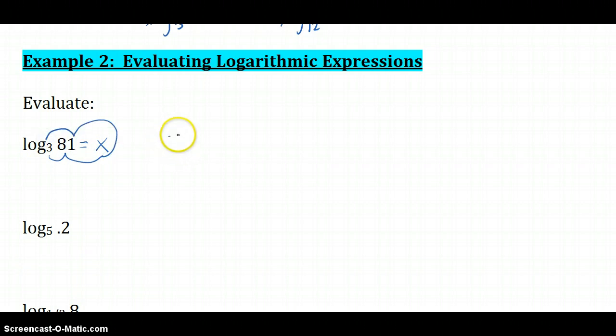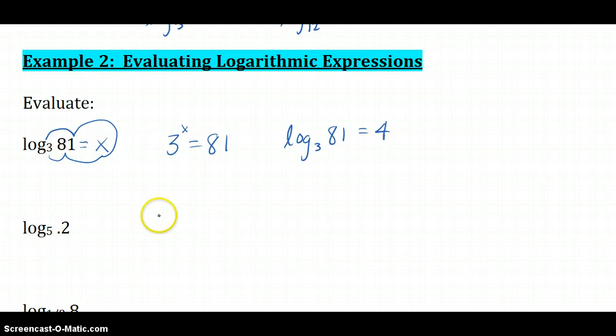So this becomes 3 equals 81 to the x power. So you're thinking 3 to what power equals 81? And the answer is 4. So log base 3 of 81 equals 4.